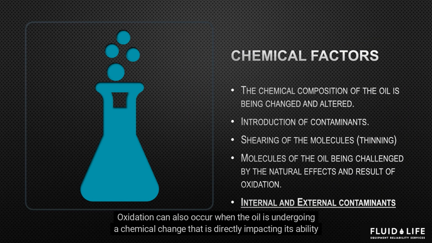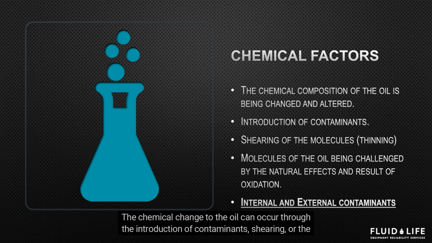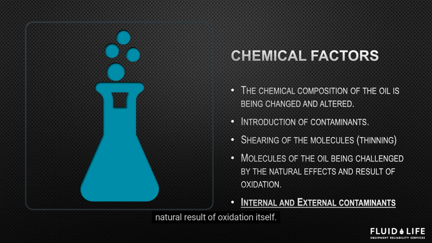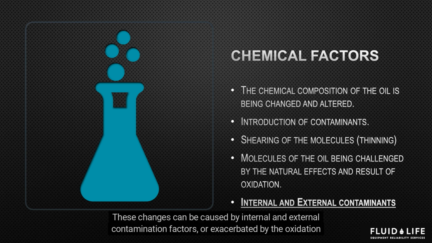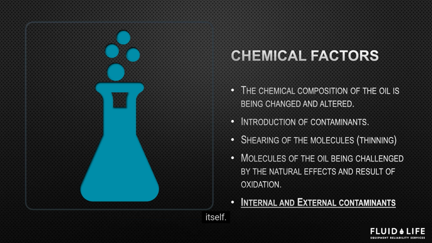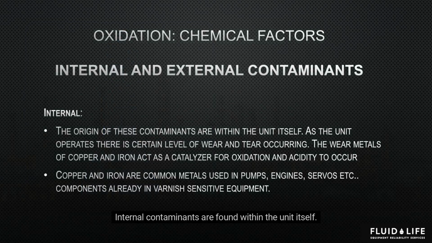Oxidation can also occur when the oil is undergoing a chemical change that is directly impacting its ability to control oxidation. The chemical change to the oil can occur through the introduction of contaminants, shearing, or the natural result of oxidation itself. These changes can be caused by internal and external contamination factors or exacerbated by the oxidation itself. Oxidation begets oxidation. Internal contaminants are found within the unit itself.